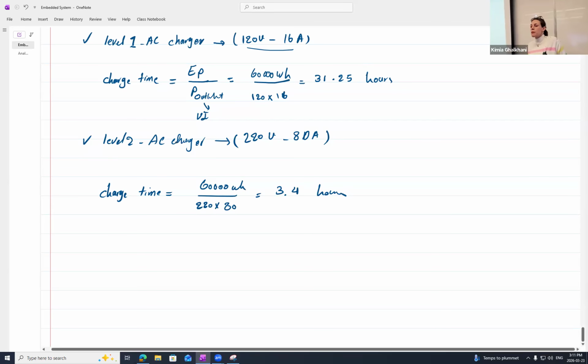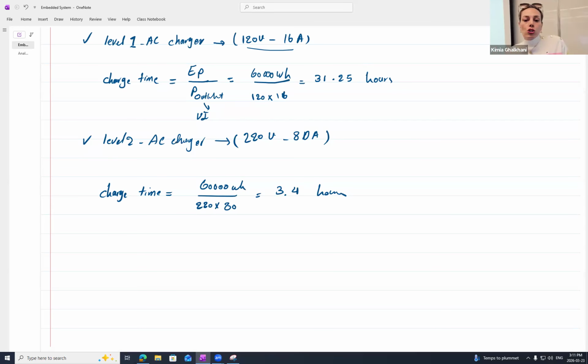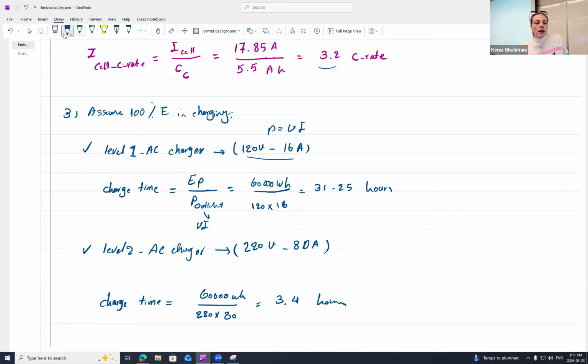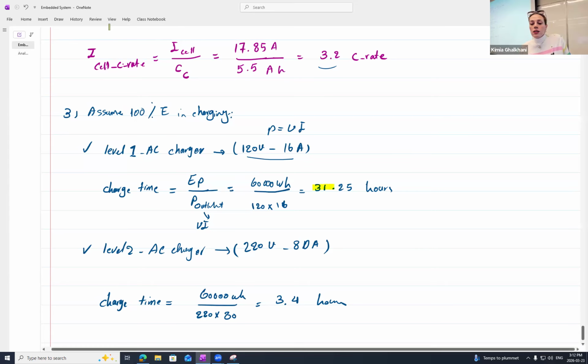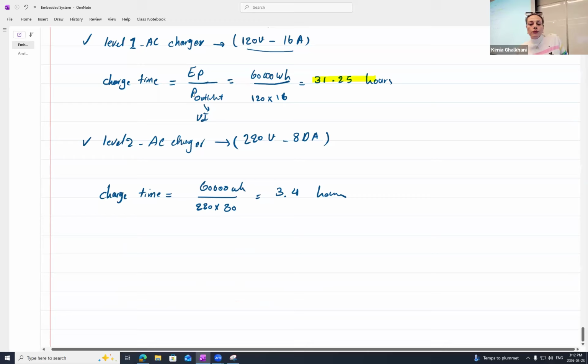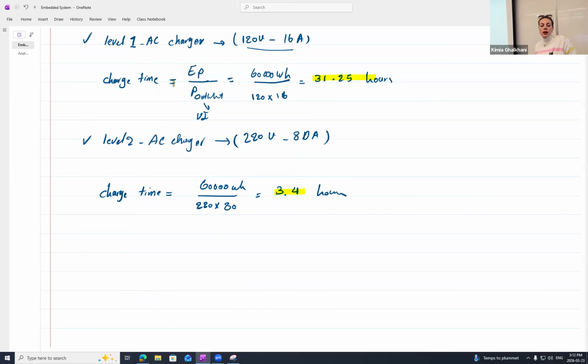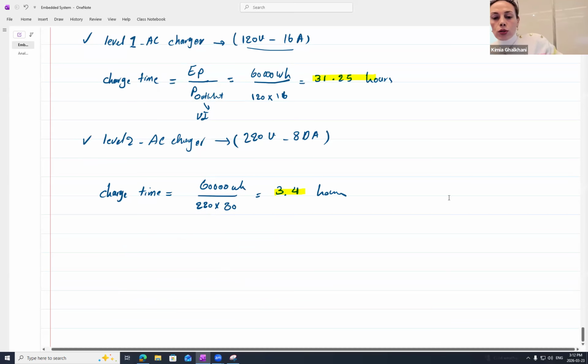See what's the difference? Therefore, in order to charge with 3.2C rate, if I'm using level 1 charger, it takes 31 plus hours. And for level 2 charger, it takes 3 plus hours. It's a huge difference, right? Any questions so far? So let's go back to the lecture.